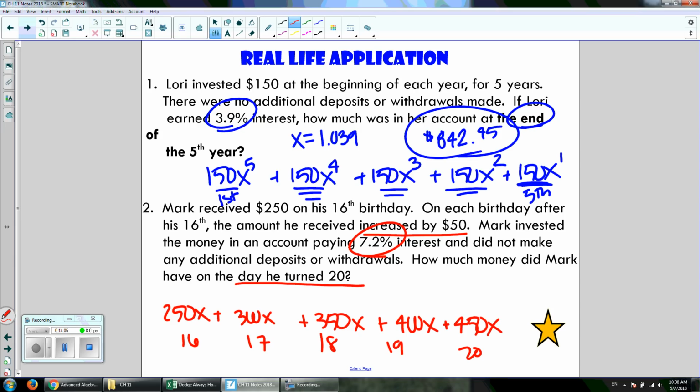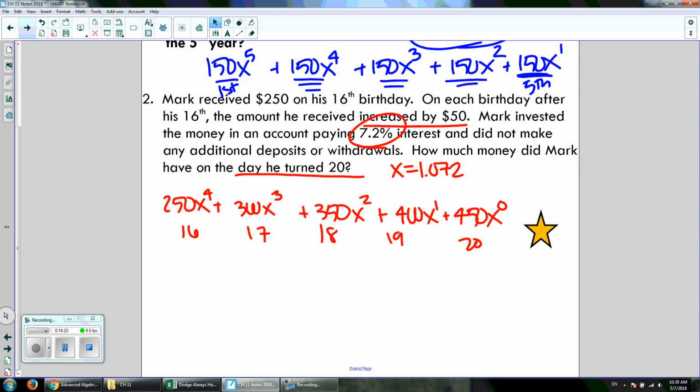Well, if it's on the day he turned 20, that money didn't get any interest. His 19th birthday got 1, his 18th got 2, his 17th got 3, and his 16th got it for 4 years. 7.2% would be 1.072 for that interest. And if you type that into your calculator, you should get $1,980.75.